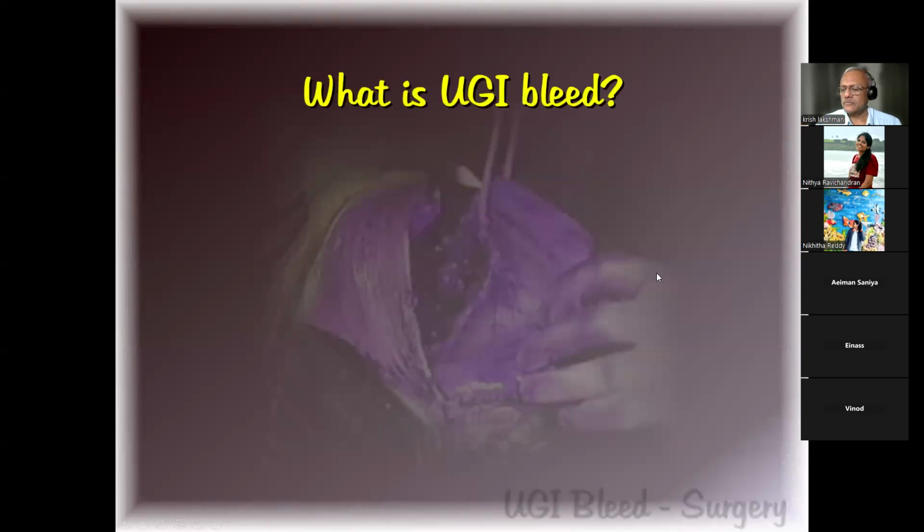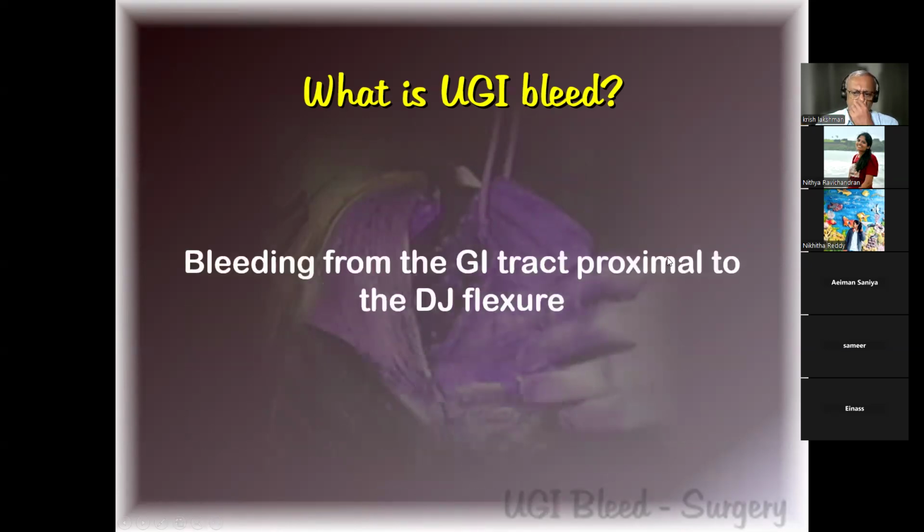So, Samir, what is UGI bleed? Sir, it is a bleed which is localized to the esophagus, stomach, proximal to the ligament of Treitz. Correct. Anything proximal to the ligament of Treitz is an upper GI bleed.